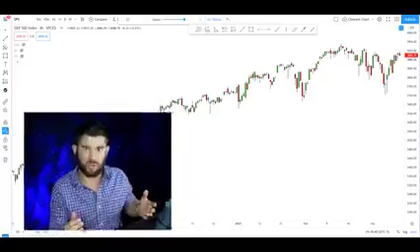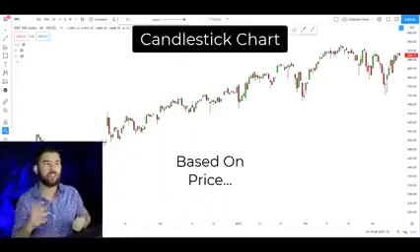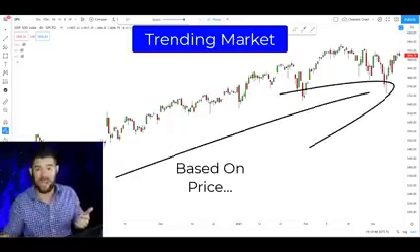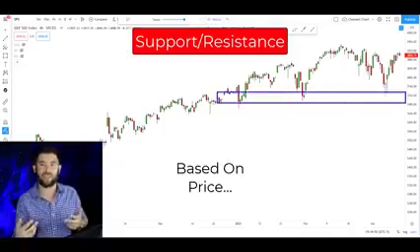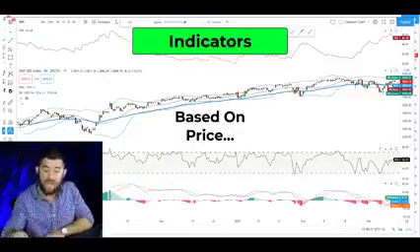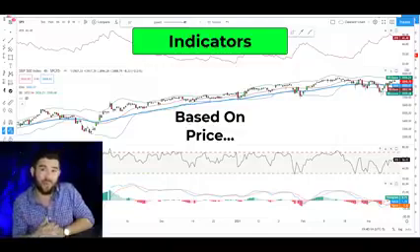Think about a candlestick chart. That's just a visual representation of price itself. Trends are nothing more than higher highs and higher lows, or lower lows and lower highs in price. Structure, support, and resistance, even indicators, are based around price. They're just a formula added to historic price data in order to plot that indicator on your chart. So because of the fact that the foundation of all technical analysis is price, the very first thing we're going to study today is a candlestick chart.